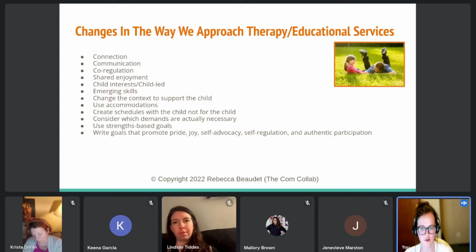And then the goals should really promote pride and joy and self-advocacy, self-regulation, and authentic participation. If the goals are meaningless to the person we wrote them for, why are they even in there? And again, it takes a lot of creativity and thought on our behalf. It's a shift in thinking, but it's so important.